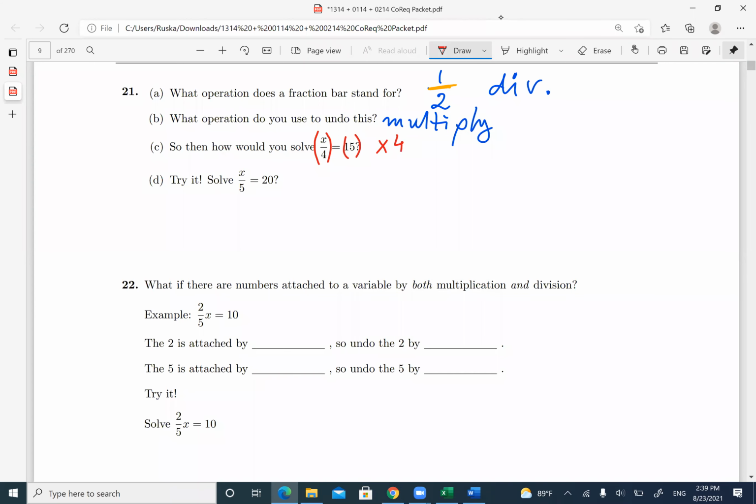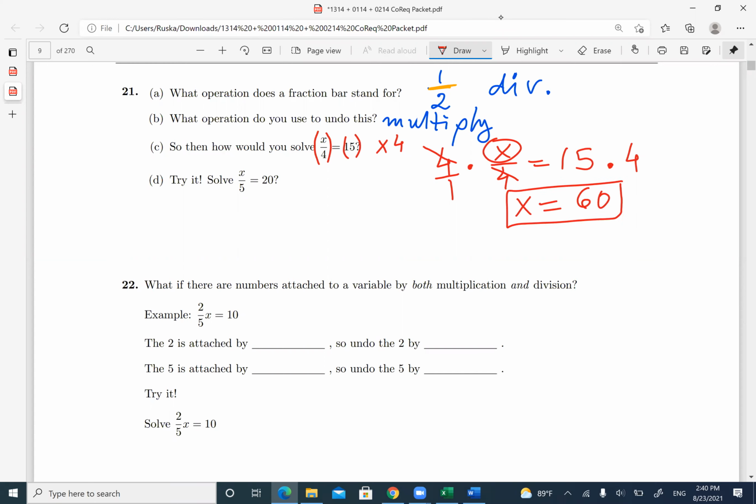So this is what happened. You have x over 4 equals 15. So I'm going to multiply by 4 on this side, and I'm going to multiply by 4 on the other. I'm using a dot for multiplication. Now this 4 is technically 4 over 1. So 4 up and 4 down cancel, and you're only left with x. And then 15 times 4 is 60. So when you have division, you multiply by the denominator, okay?